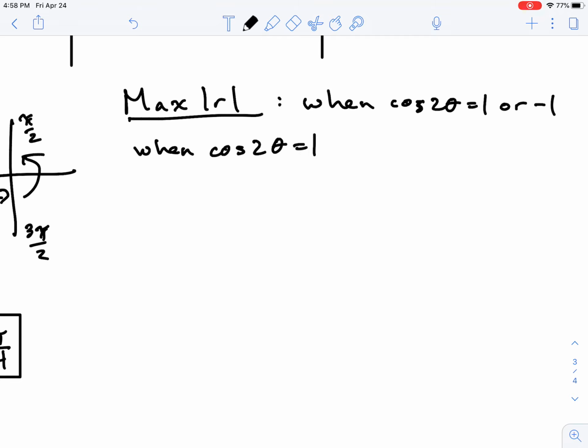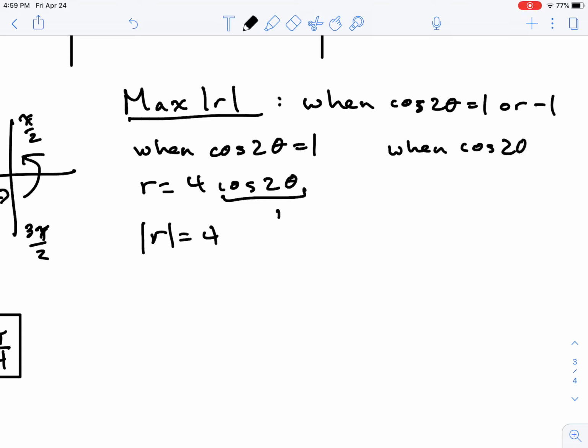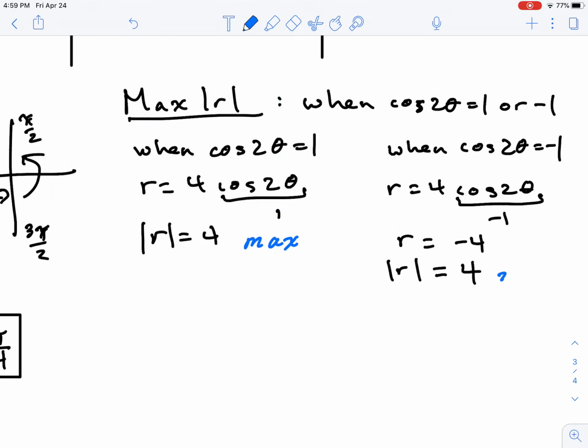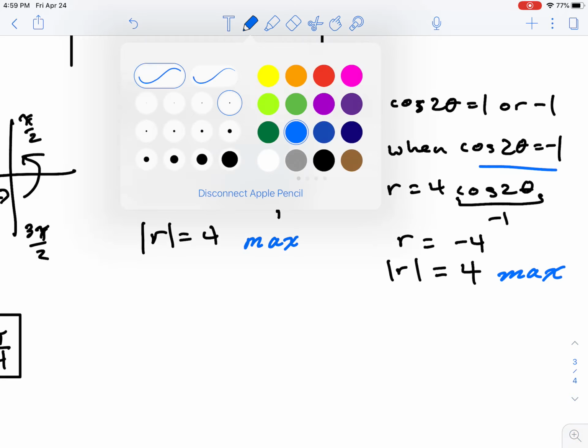When cosine of 2 theta is equal to 1, well, our original equation is r equals 4 cosine of 2 theta, so our maximum r value here is 4. And the absolute value of 4 is just 4, so we'll write that. But we do need to consider the other scenario. What about when cosine of 2 theta is equal to -1? Well, r is equal to 4 cosine of 2 theta, that was our equation. If this is equal to -1, then r is equal to -4. But because we're looking at the absolute value of r, the absolute value of r here is also equal to 4. So it turns out that our maximum r value occurs in two possible scenarios: when cosine of 2 theta is equal to 1, or when it's equal to -1.